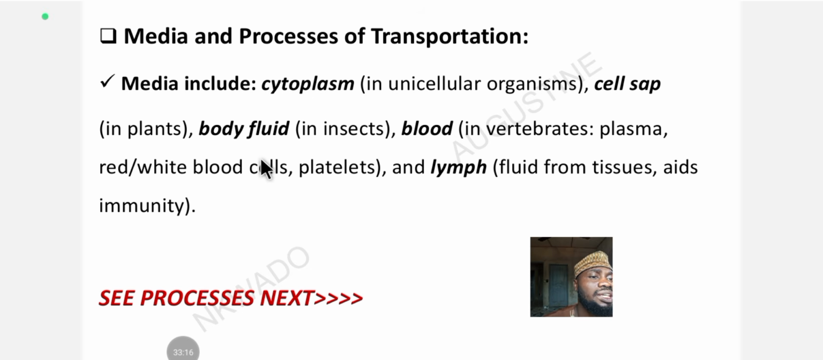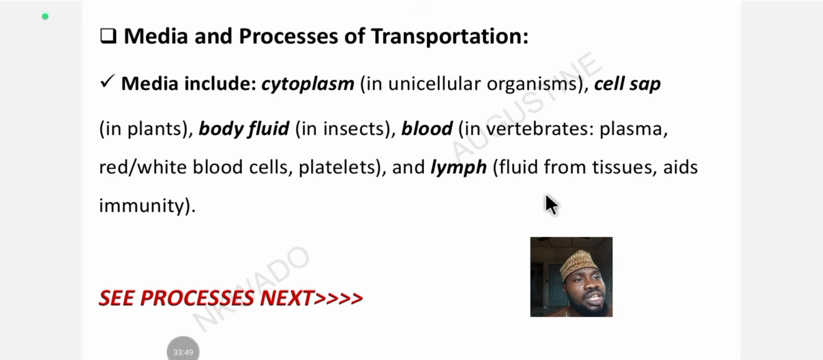So you have the body fluid in insects. In insects you have body fluid, and insects have waste such as uric acid. That's the waste product in insects. Blood in vertebrates contains plasma, red blood cells, white blood cells, and platelets. We already explained this. And also lymph. Lymph is also part of the circulatory system. Inside the circulatory system you have the lymphatic system too, which consists of the fluid called lymph.